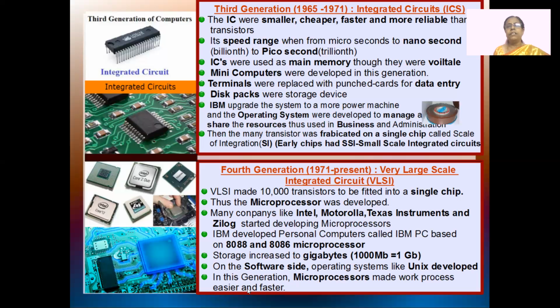And the storage capacity also increased. What was the storage capacity? It increased from 1000 megabytes to 1 gigabyte. And on the software side, what type of operating system? Now we're using Windows. They use even Unix and Linux and many other operating systems. But during the fourth generation, it was Unix operating systems that were developed. And in this generation, the microprocessor worked so fast. The processing work was done so fast. It was easy and very fast.